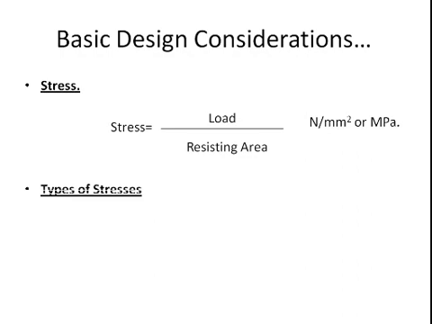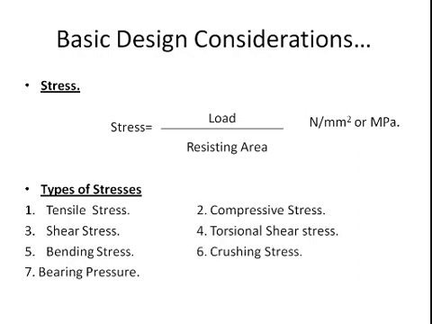In the next step, I will discuss the types of stresses. There are 7 types of stresses you have to study. First one, tensile stress. Second one, compressive stress. Third one, shear stress. Fourth one, torsional shear stress. Fifth one, bending stress. Sixth, crushing stress. And seventh, bearing pressure. Amongst those, you are familiar with the first three types of stresses. So we will discuss all these stresses one by one.